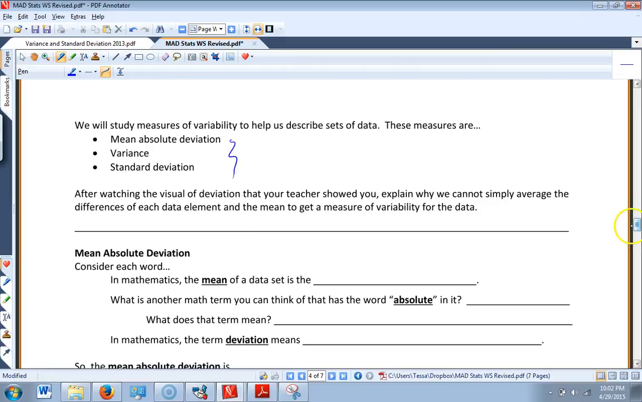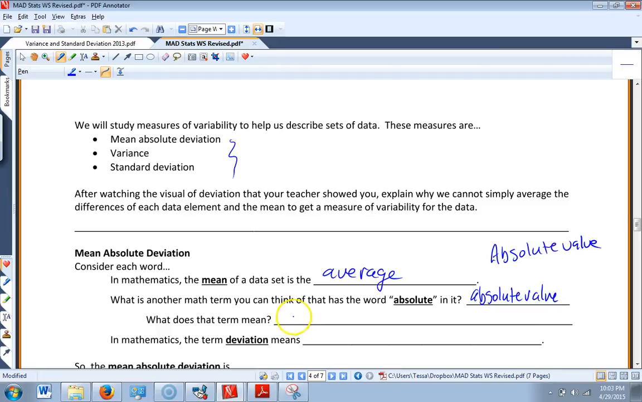Keep going. And the visual deviation, that's what I showed you just now about how it all cancels out, okay? So we can't just average those distances, we have to find a way to get rid of the negatives. And one of the best ways to do that is our handy dandy absolute value. Okay? So in mathematics, the mean of the data set is the average. Okay? Alright, we talked about that just a second ago. And another math term that we can think of that has the word absolute in it, well, that's absolute value, like I just said. Okay, and what does that term mean?